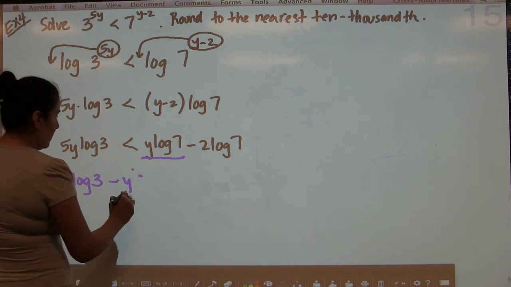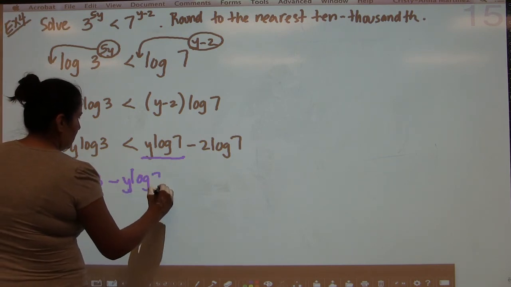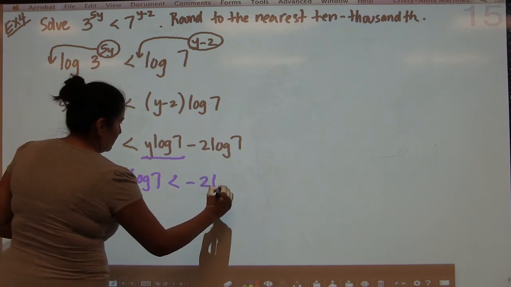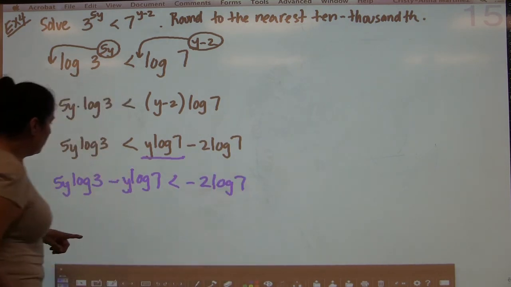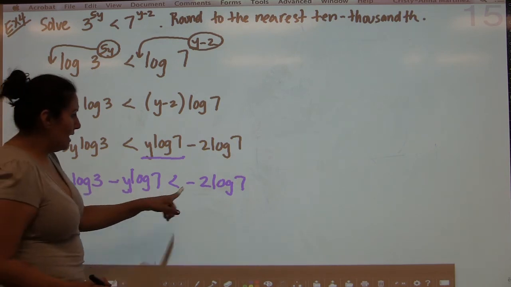Okay, so then we're going to get y, and then we're going to have log 7 less than negative 2 log 7. That seems to work a lot better. Okay, so 5y log 3 minus y log 7 less than negative 2 log 7.